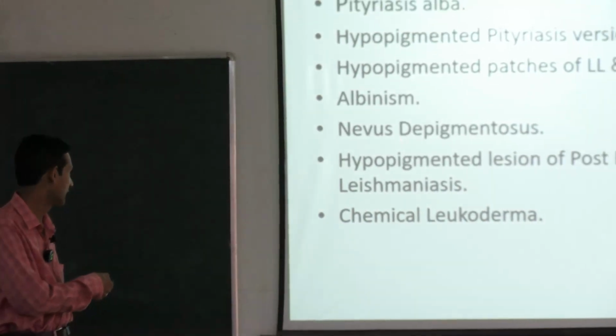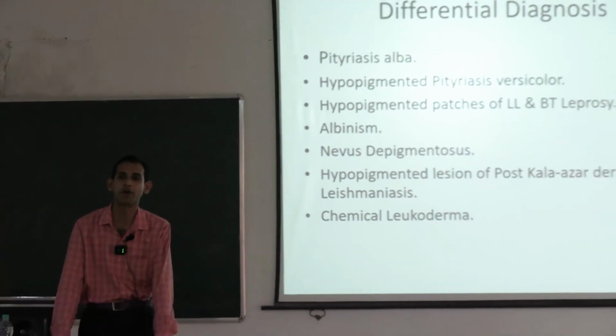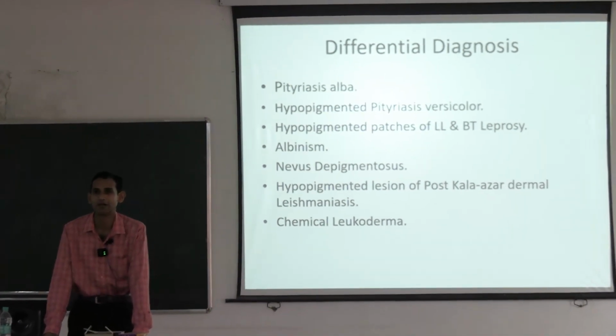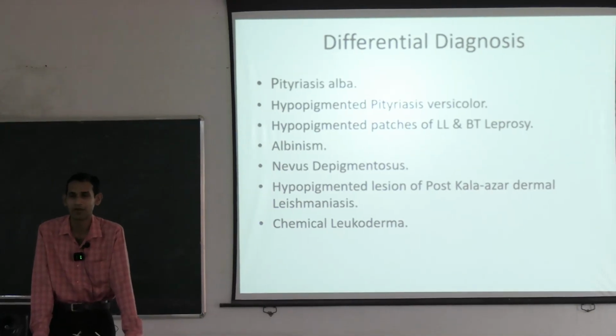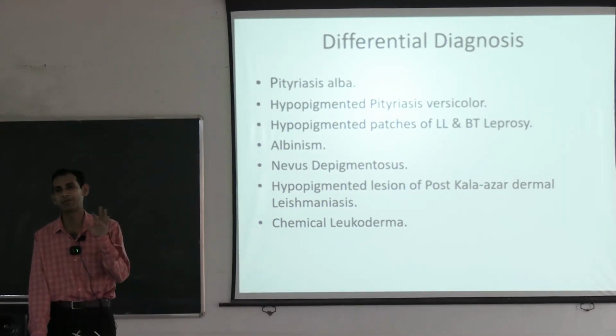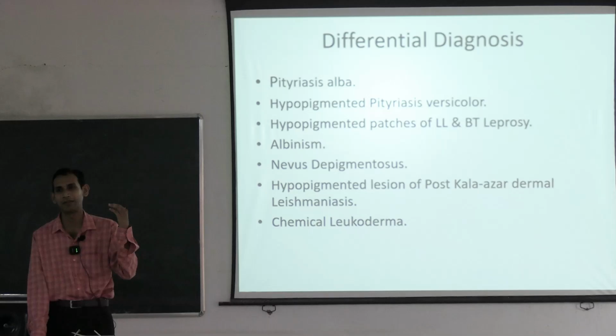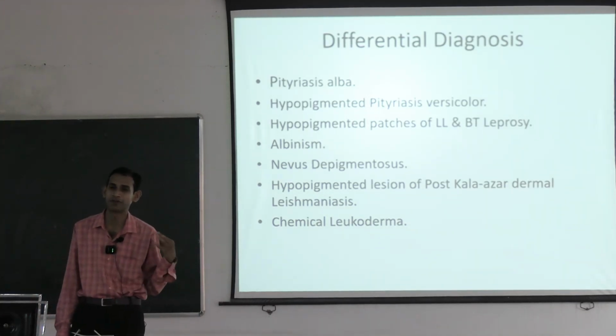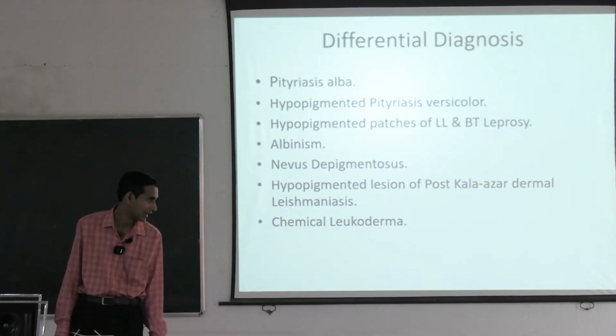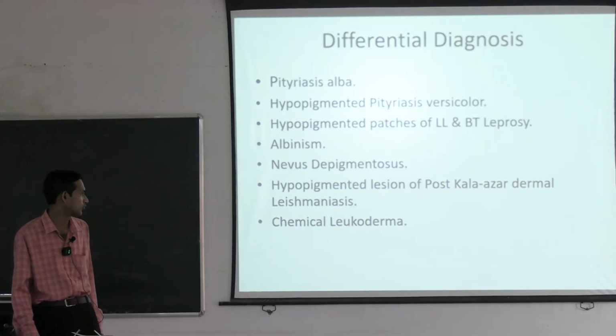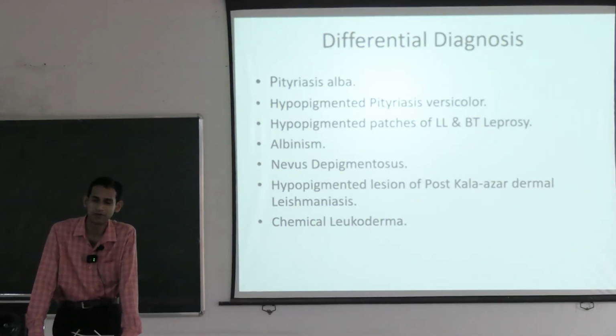Nevus depigmentosus. What is nevus depigmentosus? Nevus depigmentosus is a nevoid condition. Usually it is present since birth or shortly after birth. There is a serrated margin, and usually it presents with hypopigmentation rather than depigmentation. Also, the hypopigmented lesions of post-kala-azar dermal leishmaniasis, PKDL, sometimes mimic vitiligo.